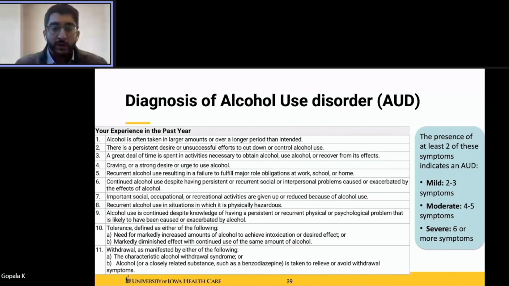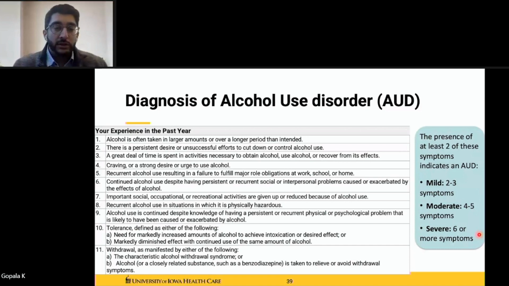So alcohol use disorder. Basically, the DSM-5 combined alcohol abuse and alcohol dependence into a single disorder called alcohol use disorder, which can be classified into mild, moderate, and severe based on this criteria. There's a scoring system. And alcohol use disorder basically is a chronic relapsing brain disease characterized by impaired ability to stop or control alcohol use despite adverse social, occupational, or health consequences.